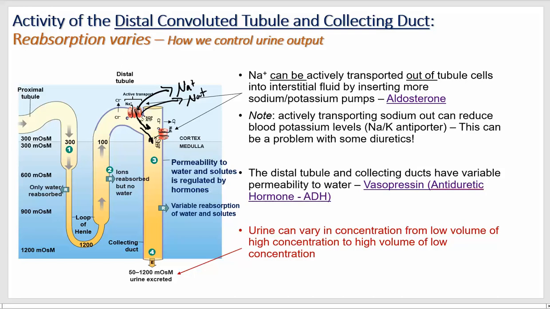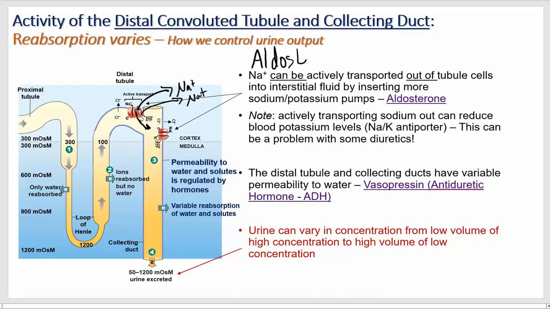So when things are healthy, this is the way it's supposed to work. It's not like we're always low on potassium, because this is the way it's supposed to work. But it can be a problem with diuretics. That's why we keep saying it over and over. So actively transporting sodium out can reduce that blood potassium, and it can be a problem with those diuretics. So the distal tubule, this is the role of aldosterone.